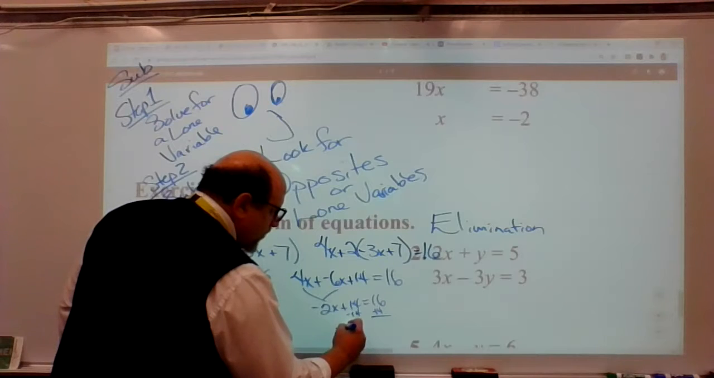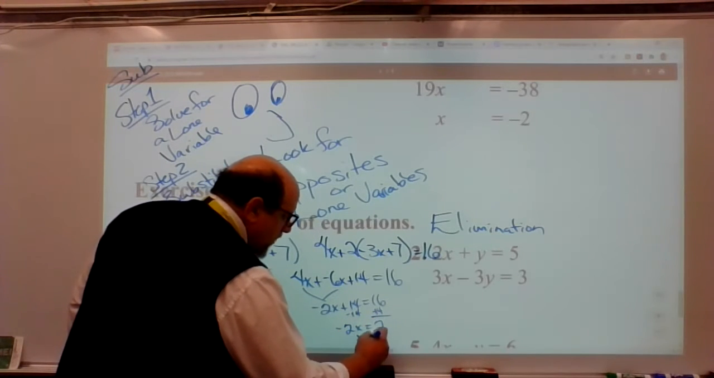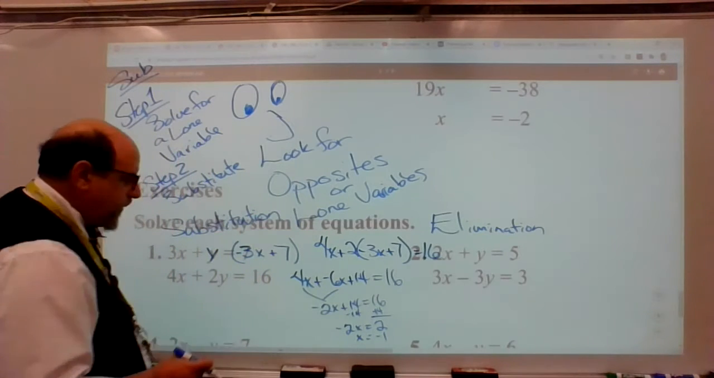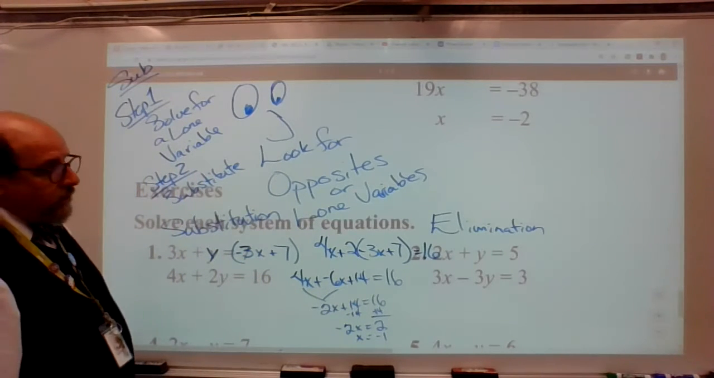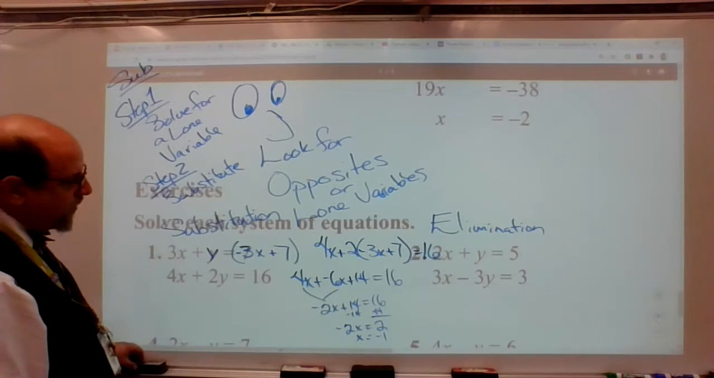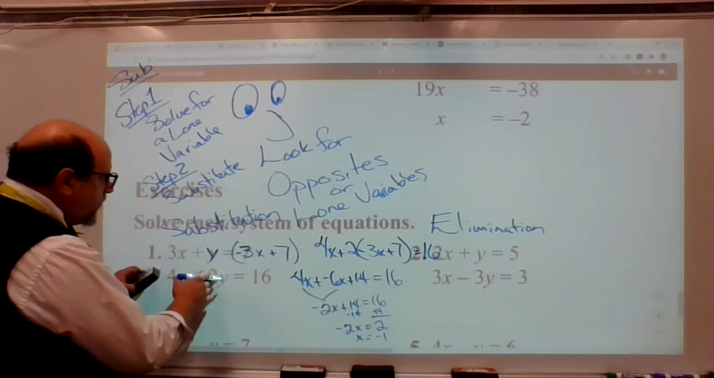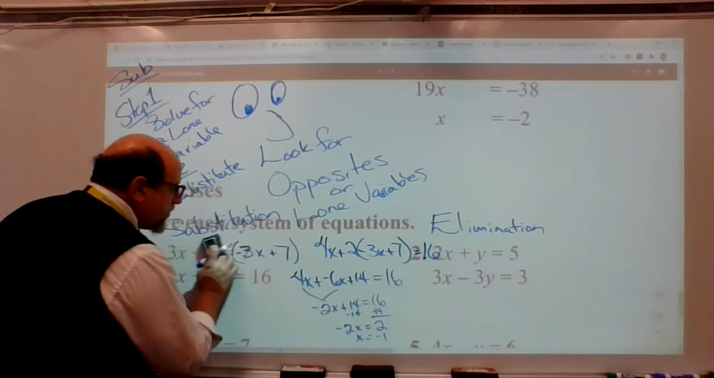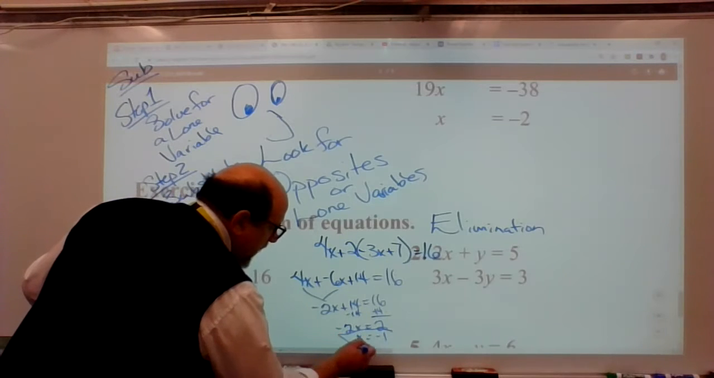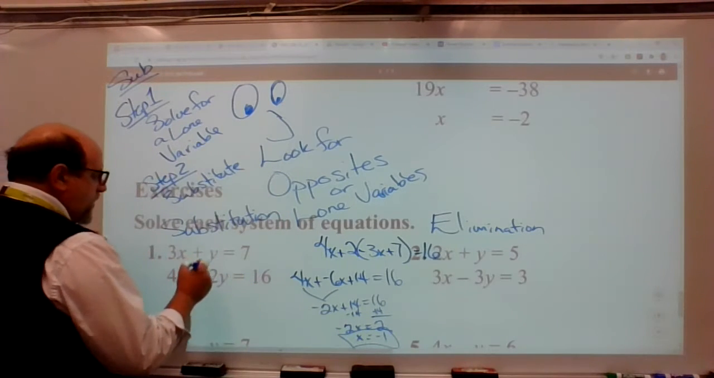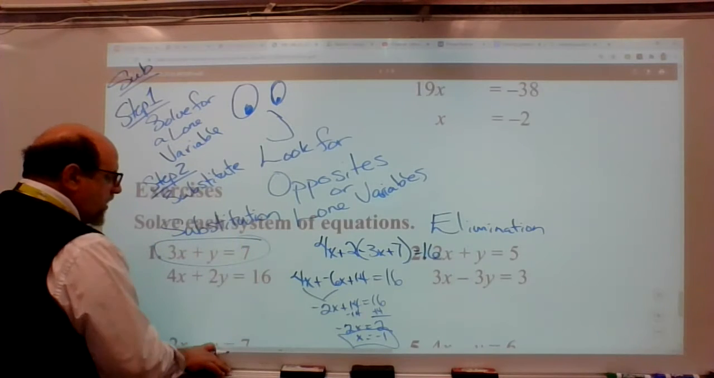And we have negative 2x equals 2, or x equals negative 1. Here we go. We take that x equals negative 1, and then we can put that back into one of these two original equations and solve for y. So far we have x equals negative 1. And now I'm going to put it in here, into this equation here, and solve for y.